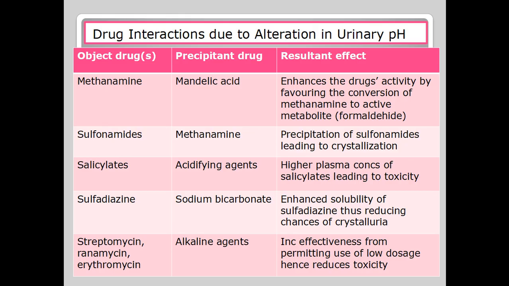Methenamine given along with mandelic acid enhances the drug's activity by favoring the conversion of methenamine to the active metabolite formaldehyde. Then sulfonamides given along with methenamine leads to precipitation of sulfonamides, leading to crystallization. So in urine there will be crystalluria. Then salicylates given along with acidifying agents leads to higher plasma concentrations of salicylates, leading to toxicity.